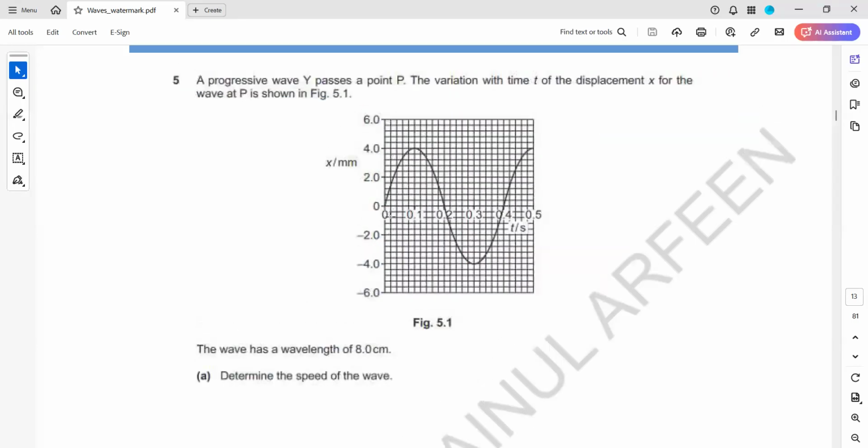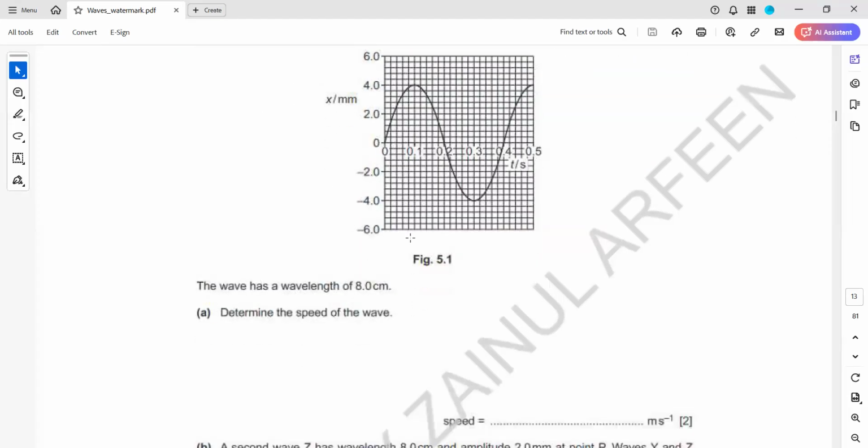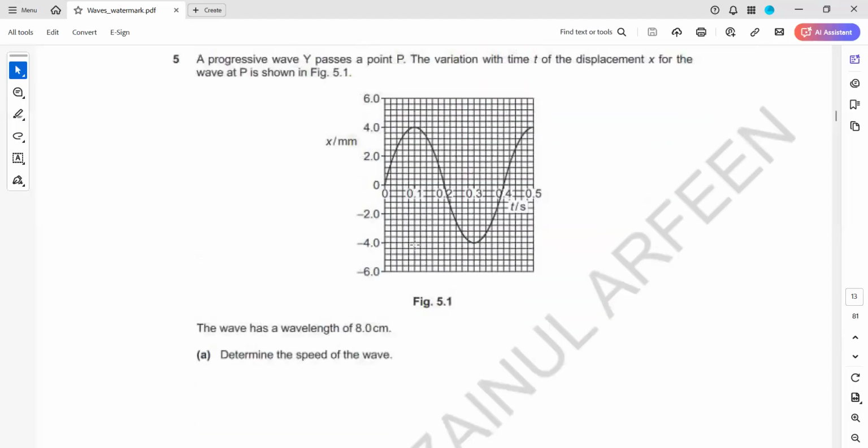Now the question: the progressive wave y is passing a point P. The variation with the time of the displacement x for P is shown. The wave has a wavelength of 8 centimeters. Determine the speed of the wave. If you want to determine the speed of a wave, we already have the time period. As you can see, one complete crest to trough is a time period. So T is 0.4 seconds. The wavelength is 8 centimeters or 0.08 meters.